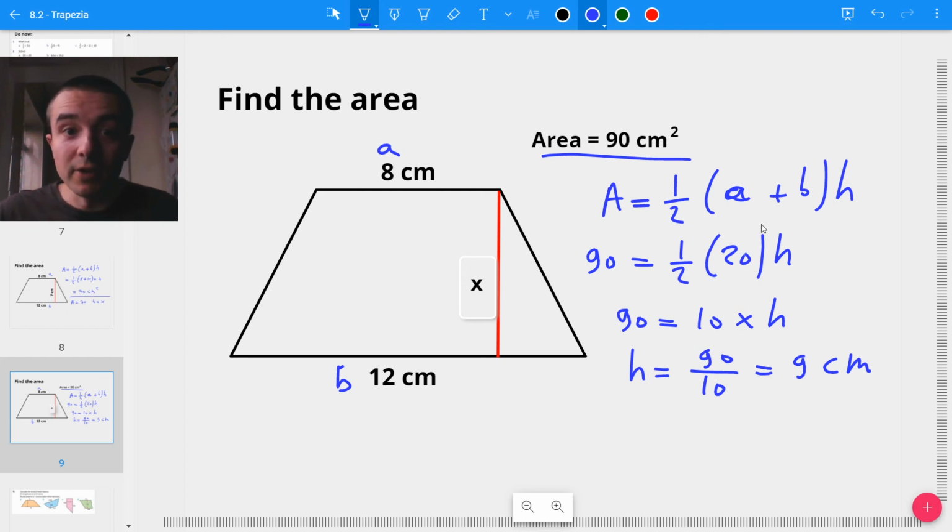So this is an inverse kind of question. Can you move on and do the level 1 questions, please?